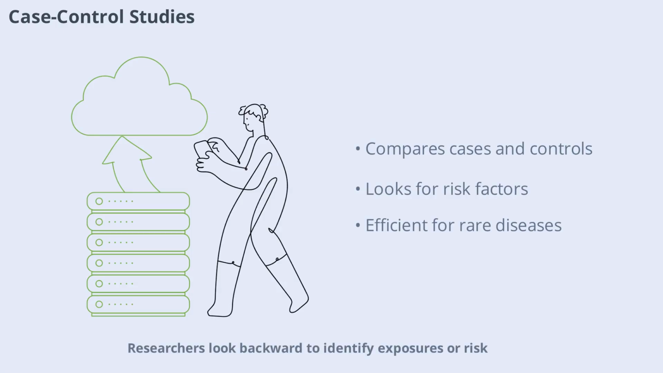Case control studies compare individuals with a specific condition (cases) to those without it (controls). Researchers look backward to identify exposures or risk factors that may have contributed to the condition. This design is efficient for studying rare diseases or outcomes and can provide valuable insights, though it is more susceptible to bias than some other designs.